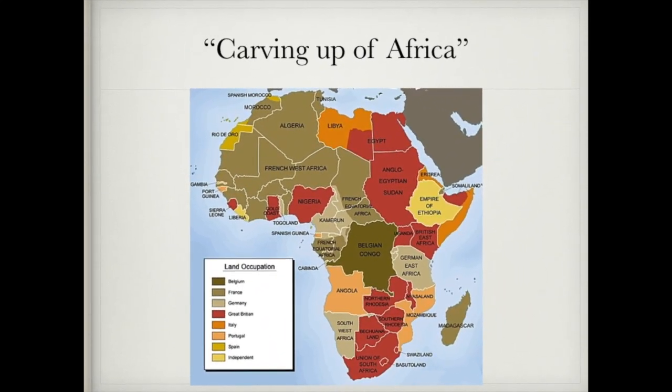By the late 1800s, Italy was participating in what became known as the carving up of Africa. If we look at our map of Africa here, we can see land occupation by pretty much all the major European powers. They carved it up amongst themselves: Belgium, France, Germany, Great Britain, Italy, Portugal, Spain, and independent. Not really sure what independent means right there.